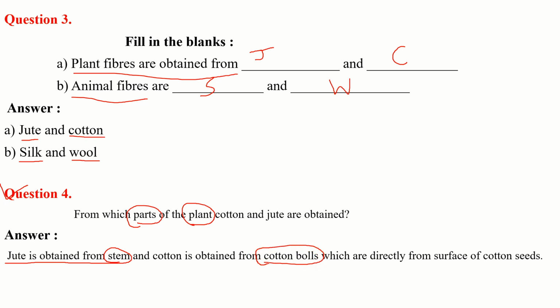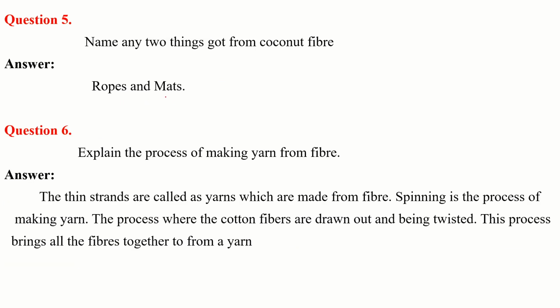So, I hope you are understanding the questions and answers. Let's go. Cotton is obtained from the cotton bolls, which come directly from the surface of the cotton seeds. Okay, these are the two fibers we are getting from nature, and the jute is from the plant part of the stem, and the cotton we are getting from the cotton bolls. I hope you understand the third and the fourth question also. Let's move to the fifth question.